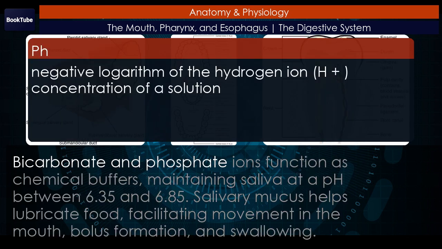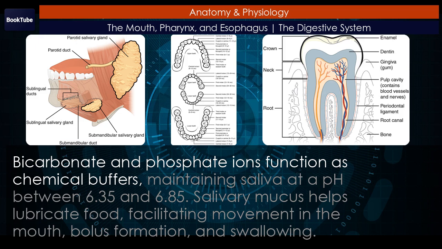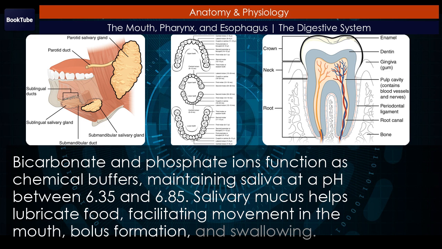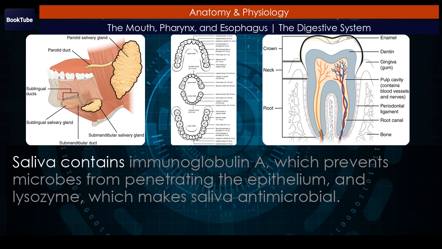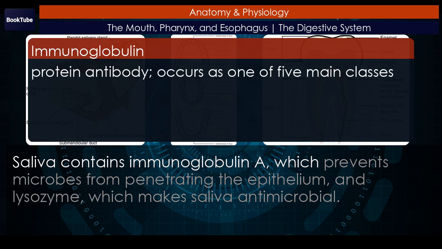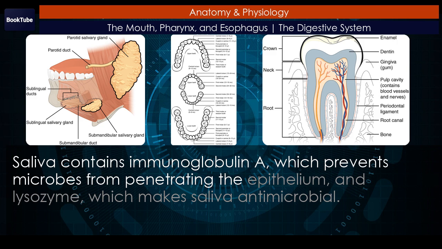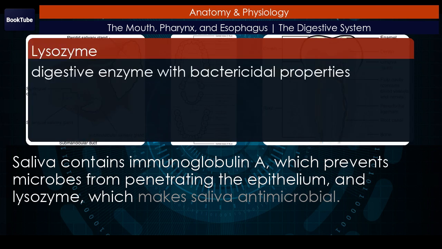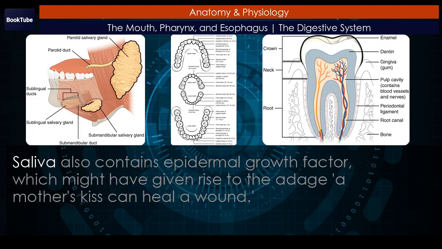Bicarbonate and phosphate ions function as chemical buffers, maintaining saliva at a pH between 6.35 and 6.85. Salivary mucus helps lubricate food, facilitating movement in the mouth, bolus formation, and swallowing. Saliva contains immunoglobulin A, which prevents microbes from penetrating the epithelium, and lysozyme, which makes saliva antimicrobial. Saliva also contains epidermal growth factor, which might have given rise to the adage, "A mother's kiss can heal a wound."